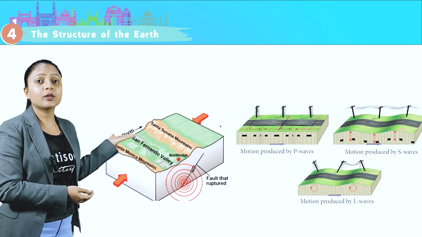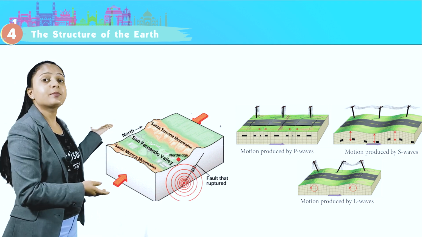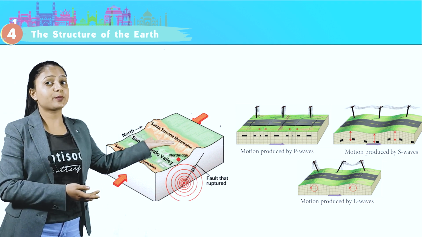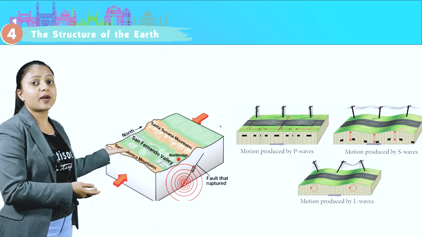These images are showing the motions by different waves. Motions produced by P waves, motions produced by S waves, motions produced by L waves.